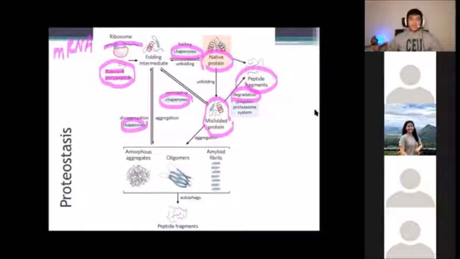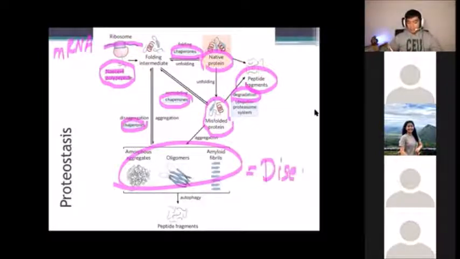Kaya lang, in certain situations, the body cannot cope up already with the triggers or problems. Kaya may mga pagkakataon na hindi sumasapat ang proteostasis, kaya nagkakaroon ng mga aggregates. And kapag nagkaroon ng aggregates, pag hindi ito na-manage, magkakaroon ng sakit. So para lang siyang homeostasis, dito ang tawag lang proteostasis. Everybody, can you follow?